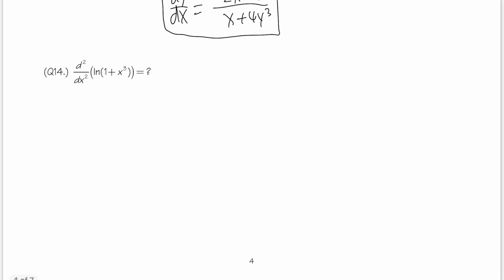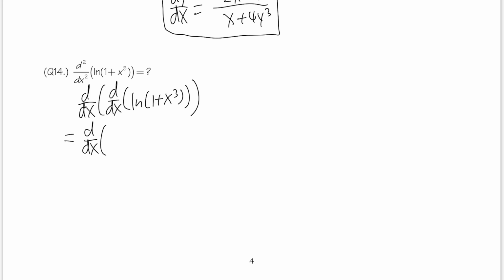Number 14, we'll take the second derivative of this thing. Alright, again, let me write it down like this. So I like to write it like d dx, and then d dx, and then ln of 1 plus x to the third power. So parentheses. And this is the reason why you only see d2 and then dx2, because you have the dx twice on the bottom like that. Okay, we will take the derivative.